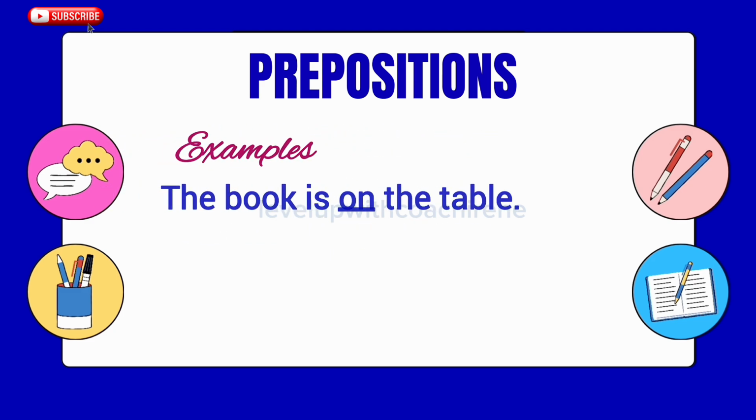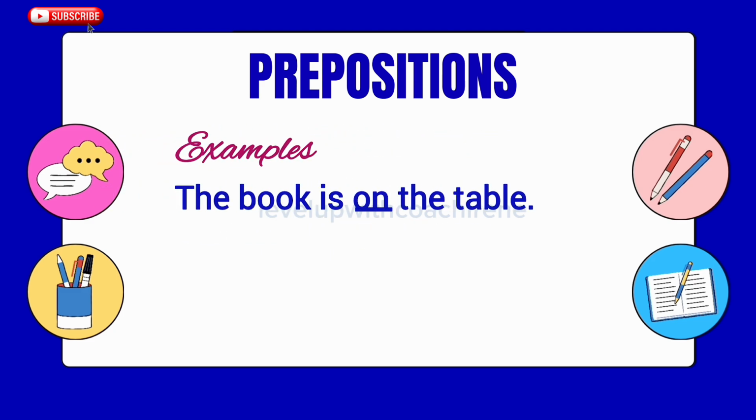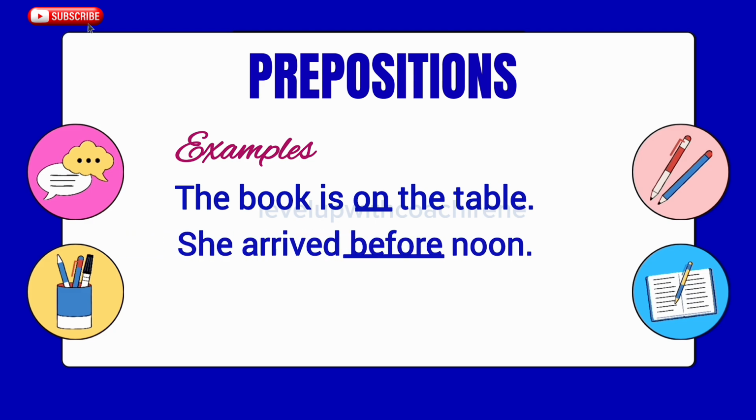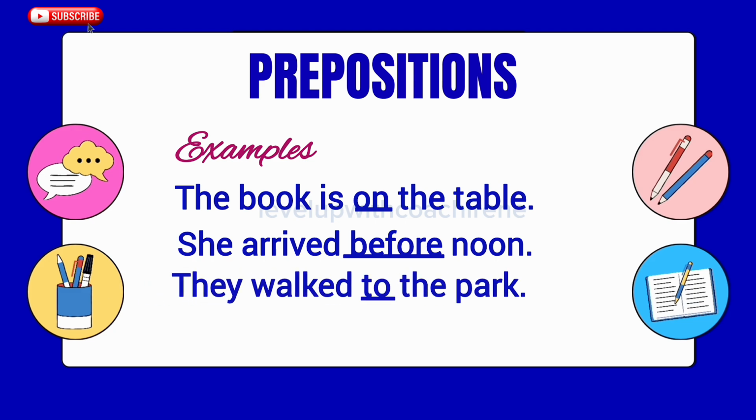For example, the book is on the table. This shows location. She arrived before noon. This also shows time. They walked to the park. This shows direction. Prepositions come before a noun or pronoun and form a prepositional phrase, which adds context to the sentence.